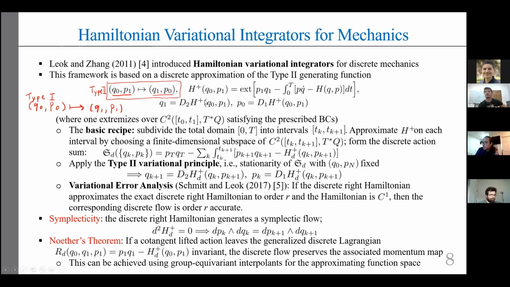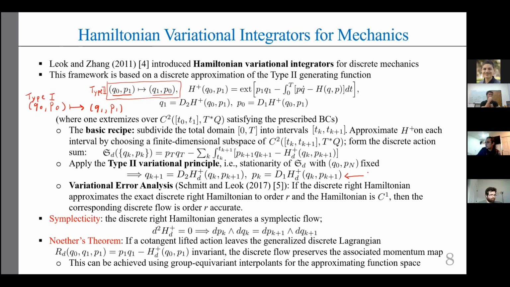So here, the exact generating function, you extremize over C2 curves from your time interval into the cotangent bundle. And then the basic idea is to choose some finite dimensional subspace of this. So instead of extremizing over the space of all C2 curves, which is infinite dimensional, you're just extremizing over a finite dimensional subspace. So what you get at the end of the day is something you can solve on the computer. Assuming you do this, you can construct a discrete type 2 generating functional and then apply the variational principle. And then what you get are a set of equations here, which define your integrator.